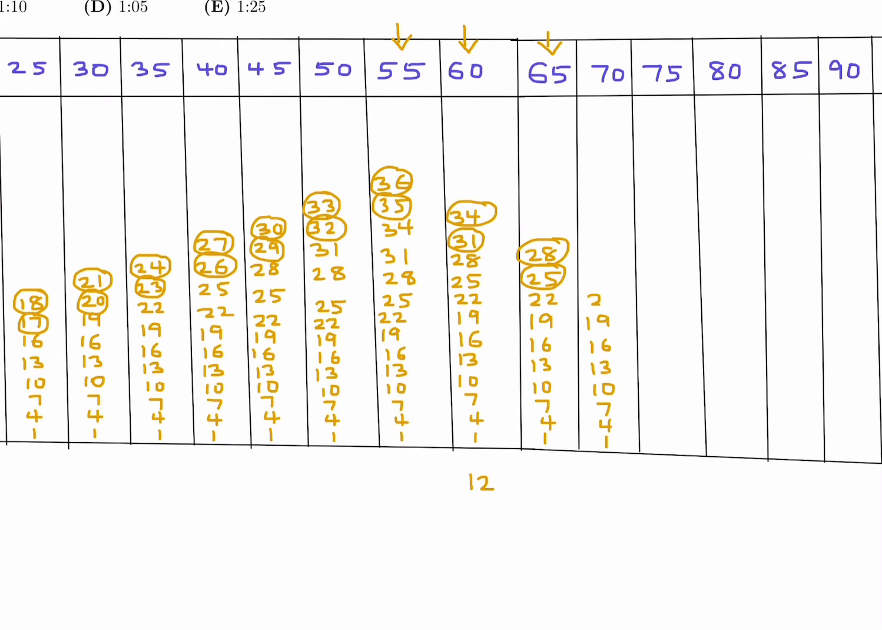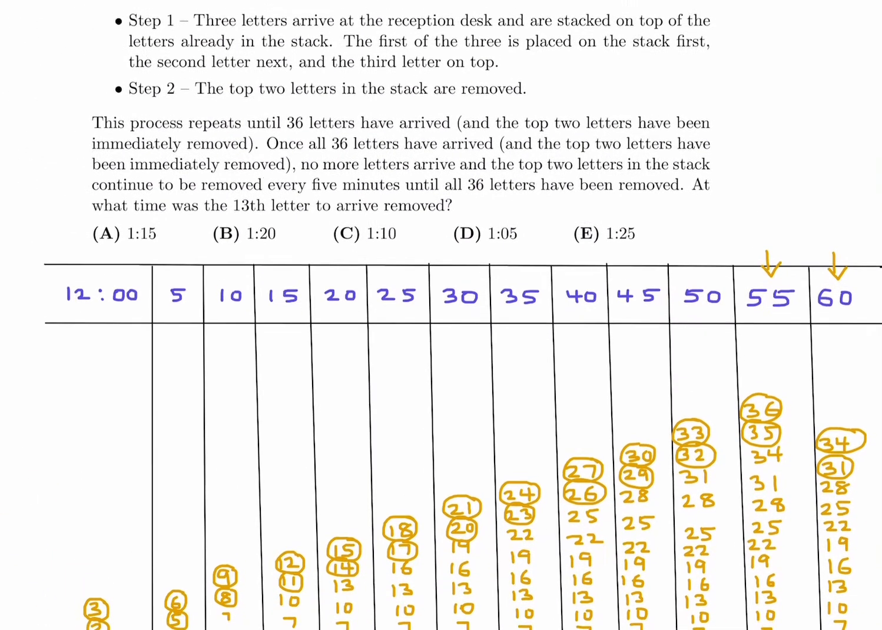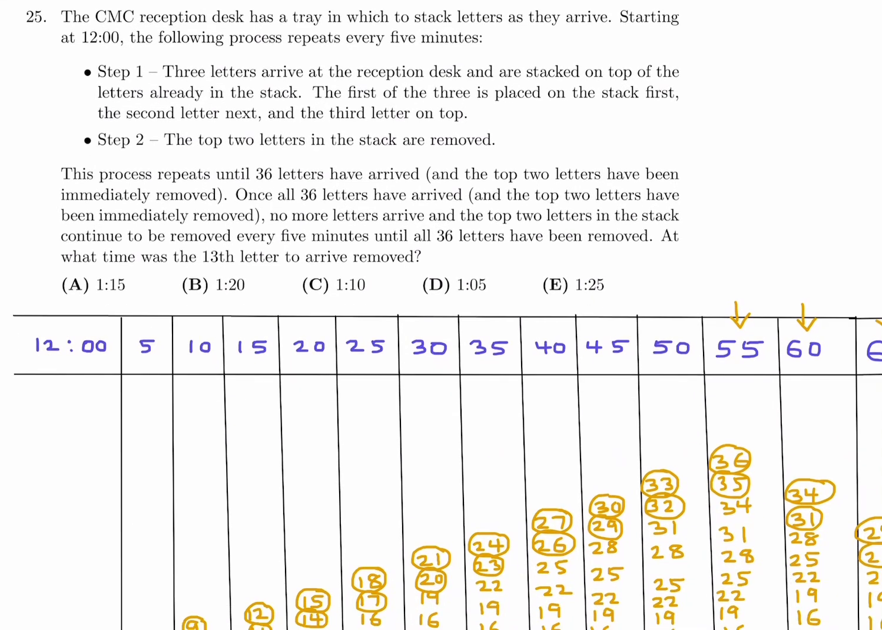Then at 70 minutes, you remove the next 2, which would be the 22nd and the 19th. So you're left with these guys. And then at the 75th minute, you remove the 16th and the 13th letter. And that is what they're asking: at what time was the 13th letter removed? It was removed at 75 minutes from the start, which was 12. 75 minutes from 12 is 1:15. So therefore, number 25, the answer is 8.